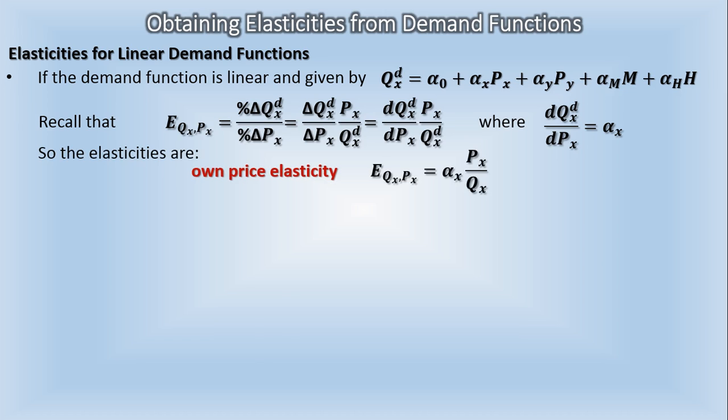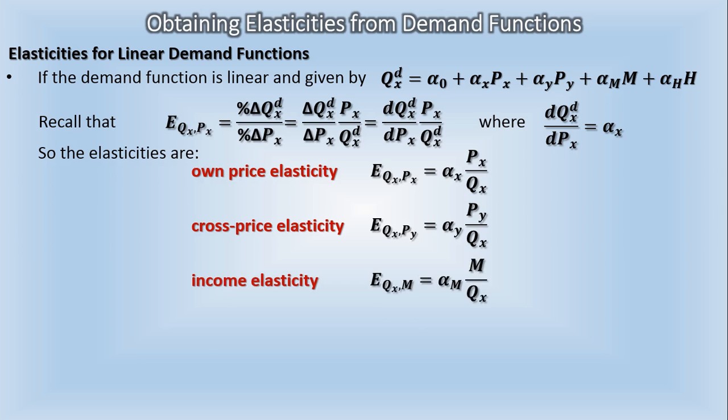So the elasticities are, we've got the own price elasticity of demand is equal to that alpha X times the price of X over the quantity of X. We've got the cross price elasticity of demand is equal to alpha XY, right? It's the derivative of the demand function with respect to the price of the related good, the price of Y. So that's going to be alpha XY here. And then you've got, from the elasticity expression, price of Y over quantity of X.